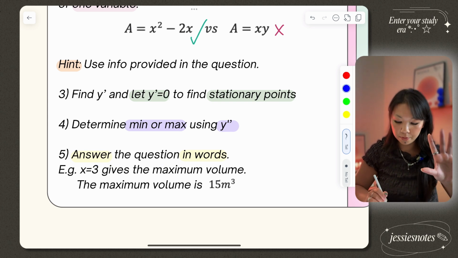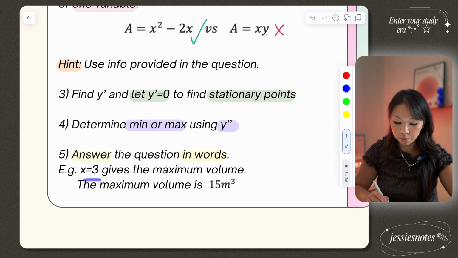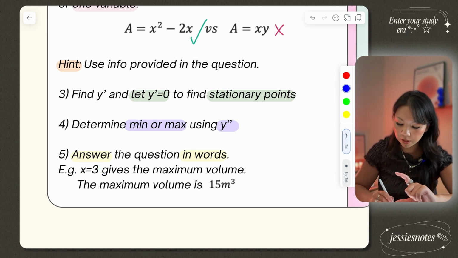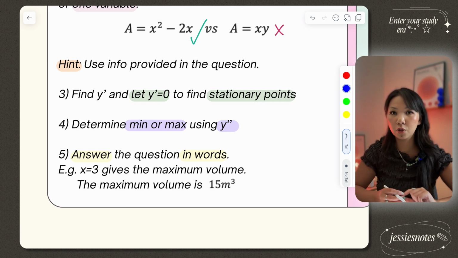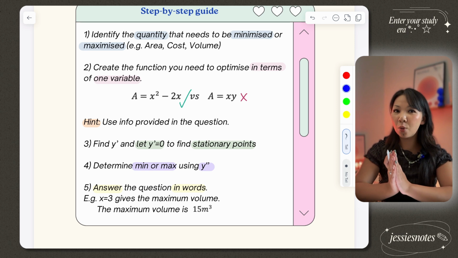So for example, if you wanted to find what is the maximum volume, then you can say x equals 3. Whatever stationary point you get, it gives the max volume. Or sometimes the question asks you to find the maximum volume, so you say the maximum volume is 15 meters cubed, something like that. Okay, so now let's go straight into the question.